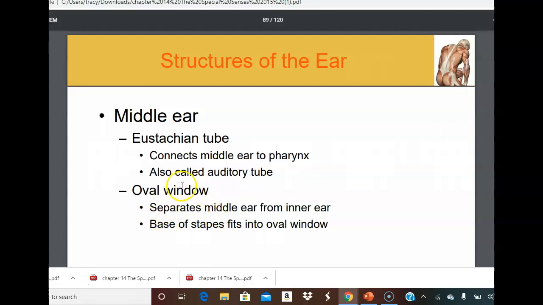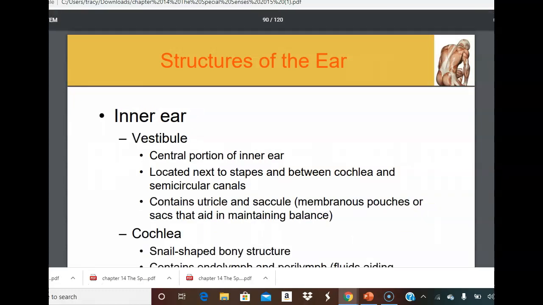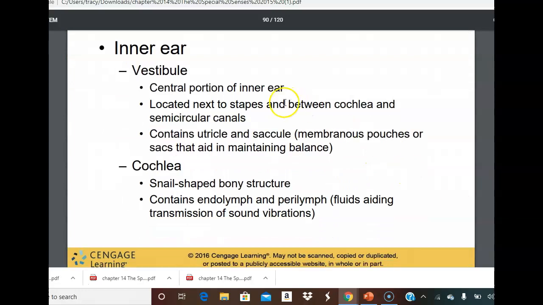Then the oval window is sort of the cutoff point between the middle ear and the inner ear. The base of the stapes fits into that oval window, and then we'll get a different form of movement of these sound waves as we hit that point. So then we hit the inner ear. There's a couple of different structures in the inner ear that are very important.